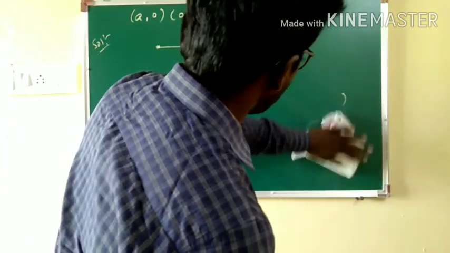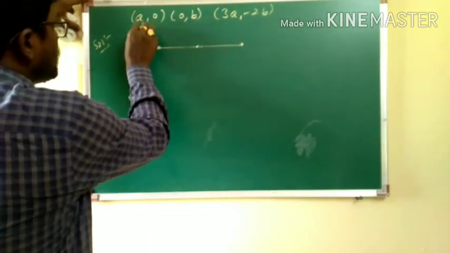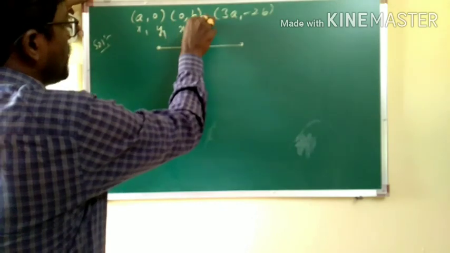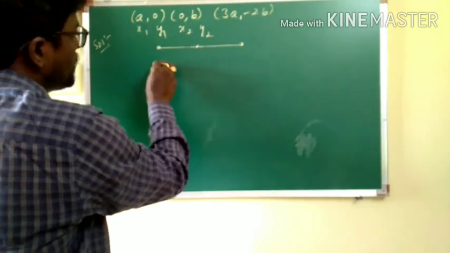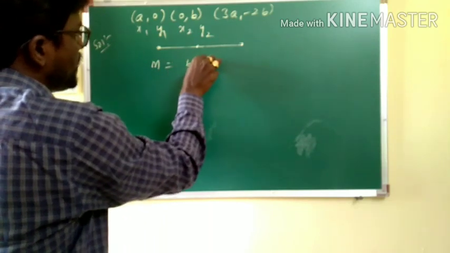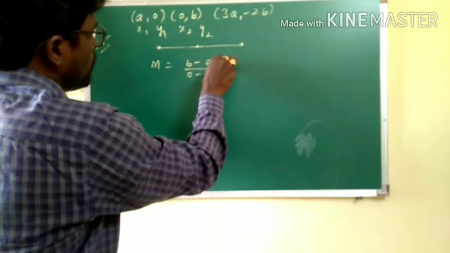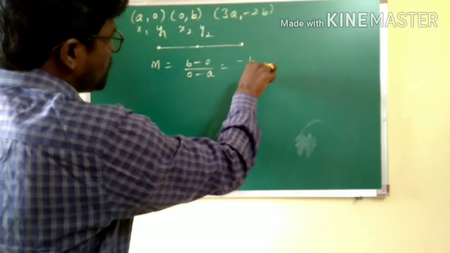Anyway, we are bound to find the equation also. Okay. Chalo. I am opting these 2 points, x1 y1, x2 y2. What is the slope of the line which is passing through these 2 points? m is equal to b minus 0 by 0 minus a. Therefore, minus b by a.